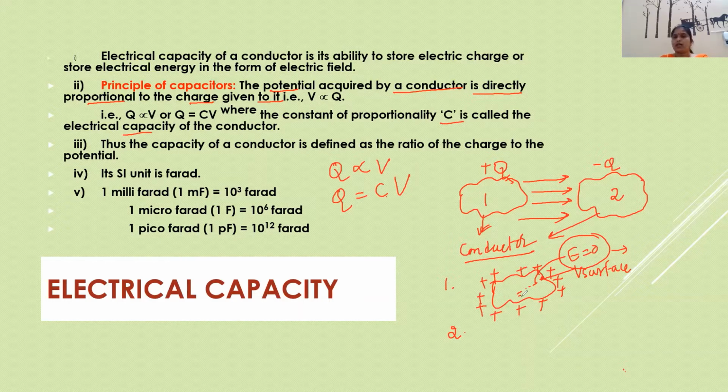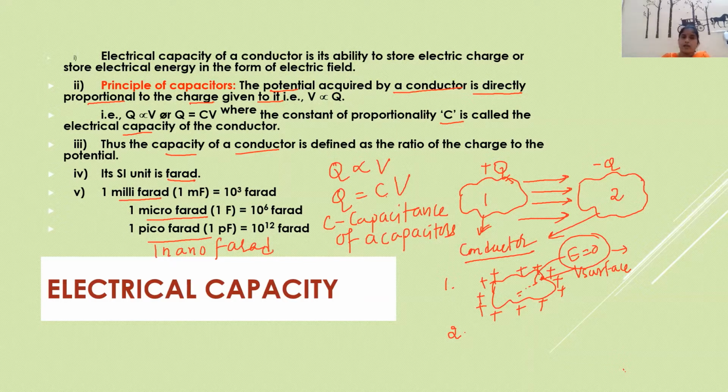So what is C called as? C is called the capacitance of a capacitor. And what is the unit of capacitance? The farad is the SI unit, and other units are millifarad, microfarad, picofarad, or nanofarad, which we can also use. So let us go through their relations.